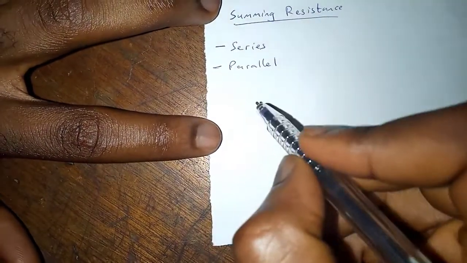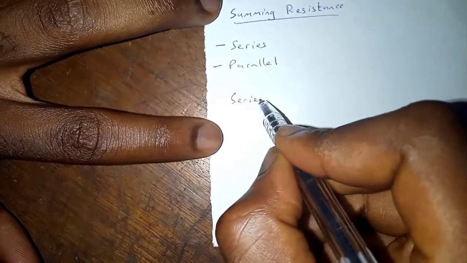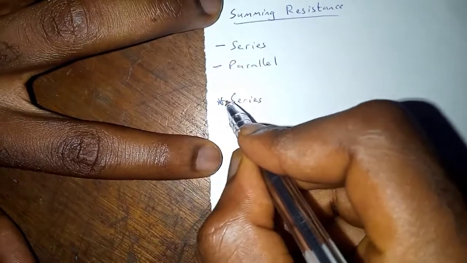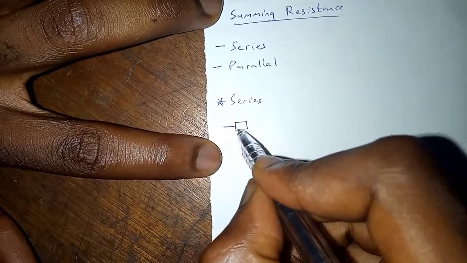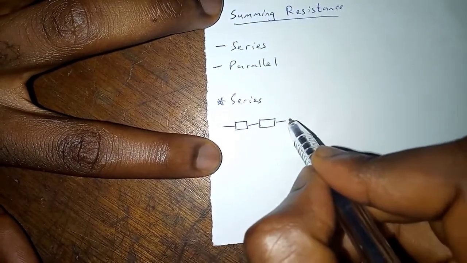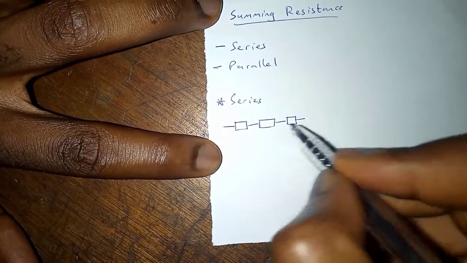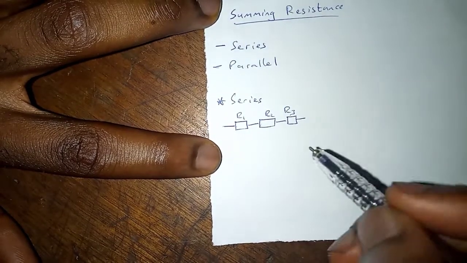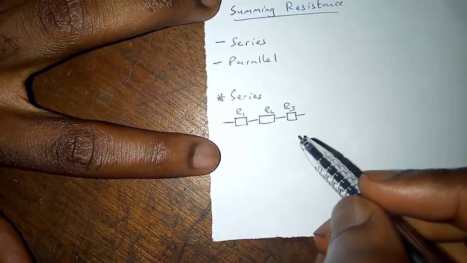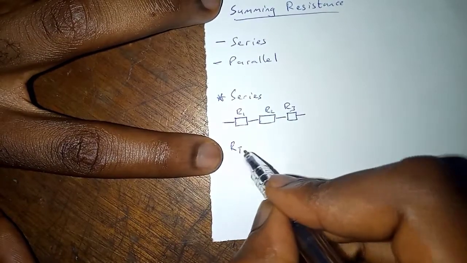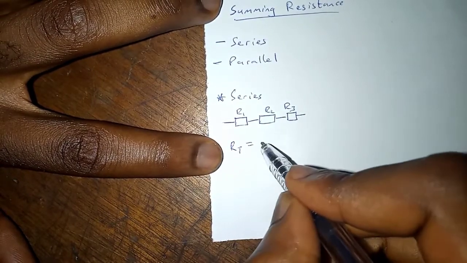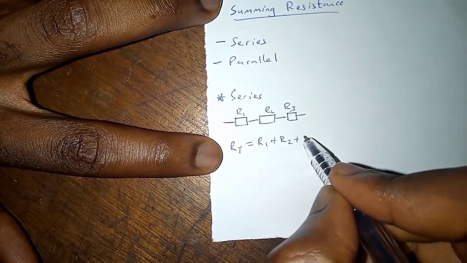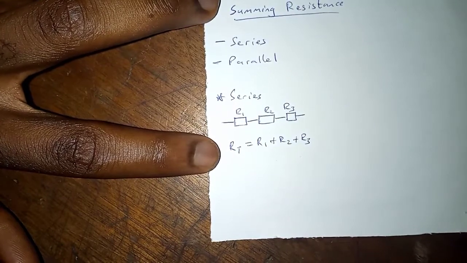So let's discuss the series arrangement. In the series arrangement, you have resistors connected end to end. So you have one resistor connected to another resistor, connected to another resistor, and so on. Let's call this R1, R2, and R3. For this, the calculation is simple: your total resistance is equal to the summation of the values of resistor 1 plus resistor 2 plus resistor 3. As simple as that.